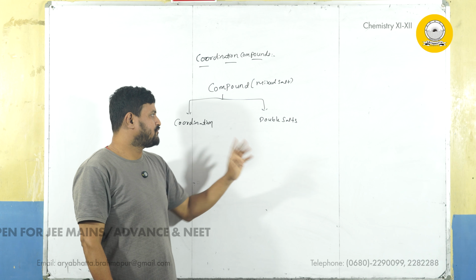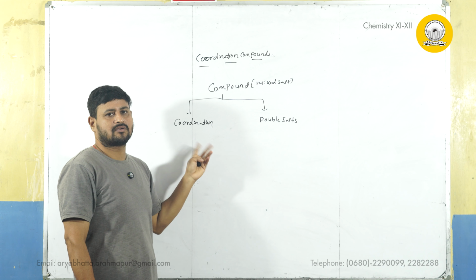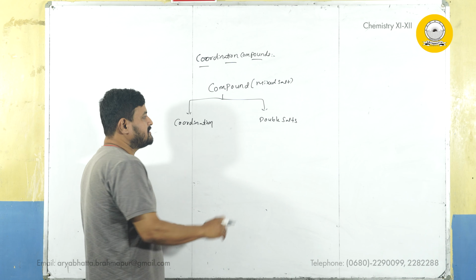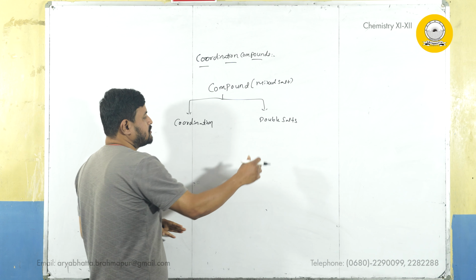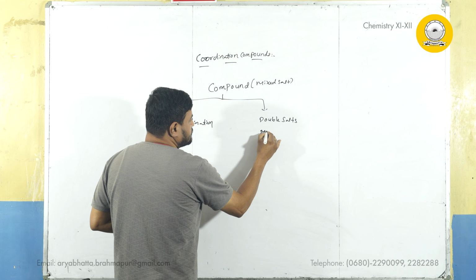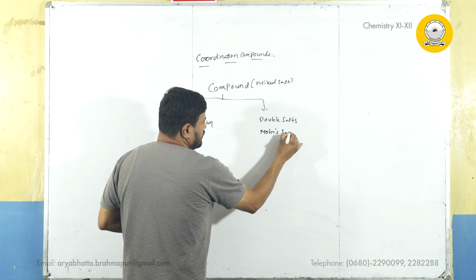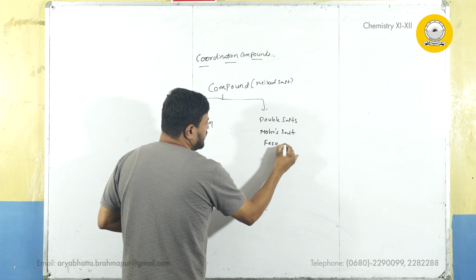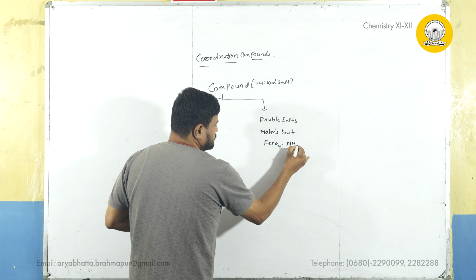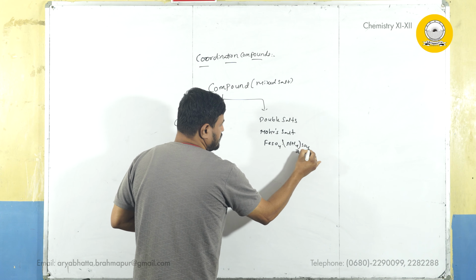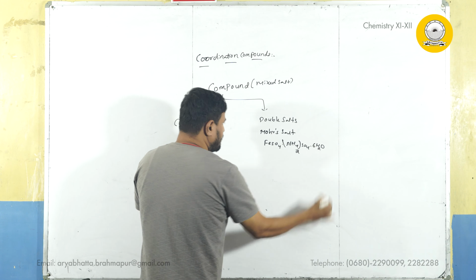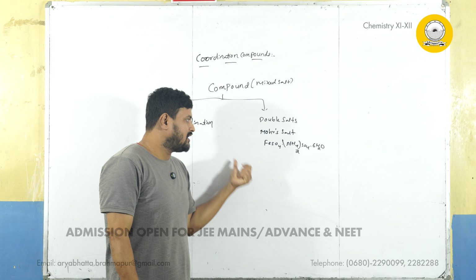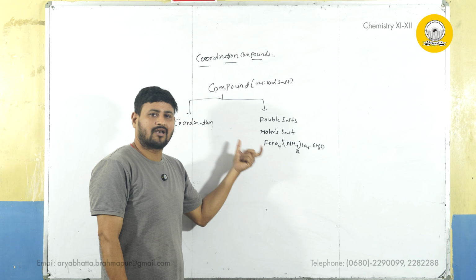Okay, what is the difference between the double salt and the coordination compound? First of all, what is the double salt? Double salt means, here I am giving one example: Mohr's salt. Mohr's salt is FeSO4.(NH4)2SO4.6H2O. This is the Mohr's salt, and in solid state it exists as one compound.